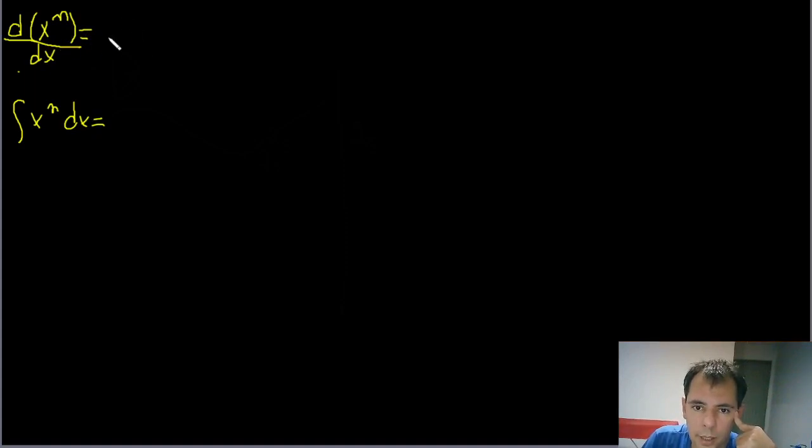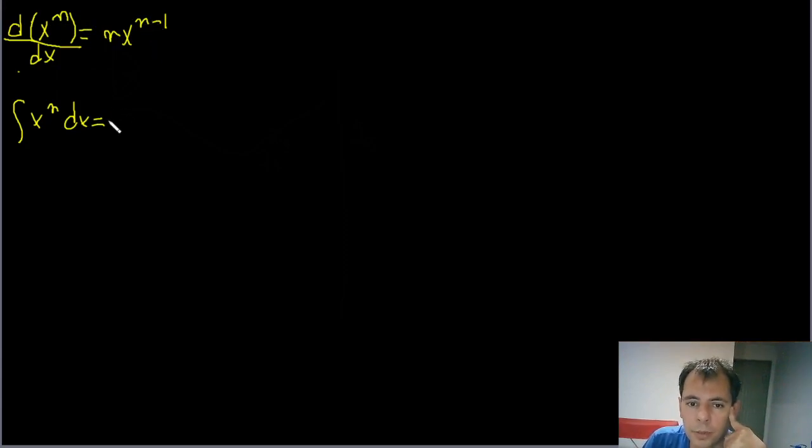This is going to be equal to n times x to the n minus 1. So what do you do? You bring the n down over here, you multiply the whole thing by n, and you repeat the x, and you subtract 1 from the exponent, right? And this is the differentiation.